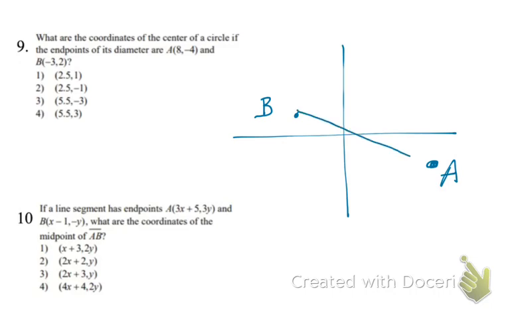These are the endpoints, and they're saying that there's a circle, and A and B are the endpoints of the diameter. So if that's the diameter, that means there must be a circle that looks something like this. And you need to find the center of the circle. So the center would be the midpoint of A and B. That's really all this question is asking, but in a much more complicated way.